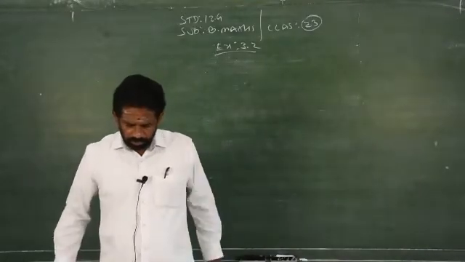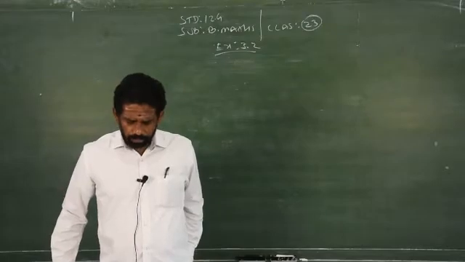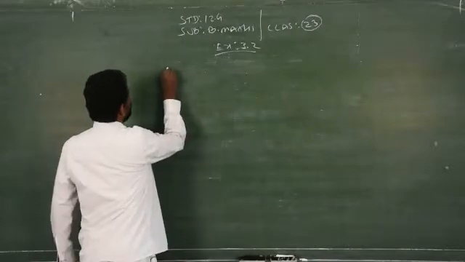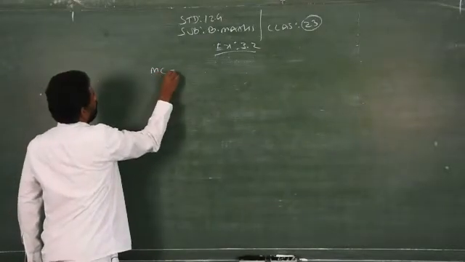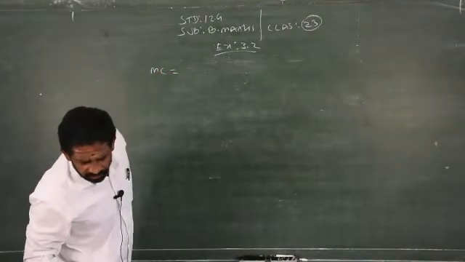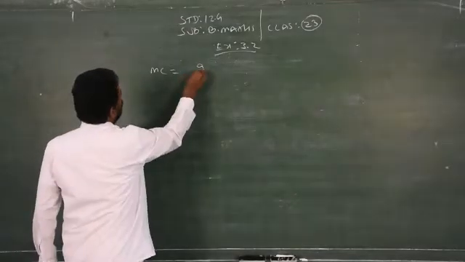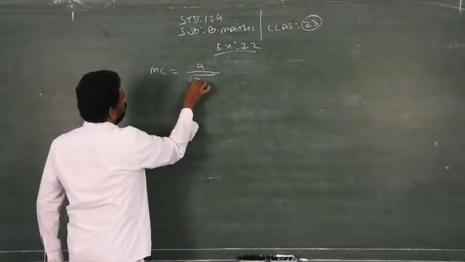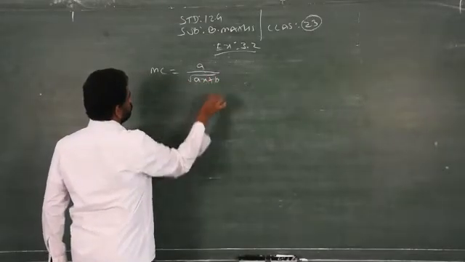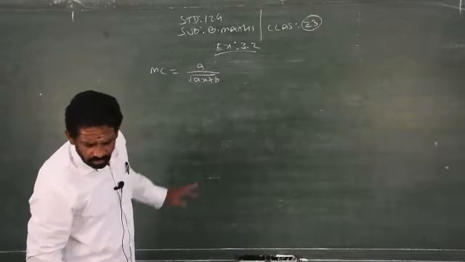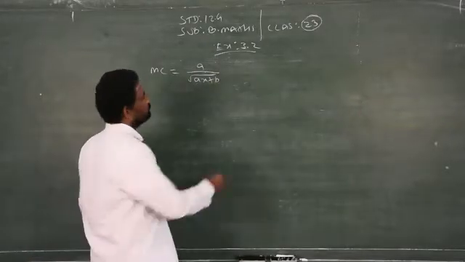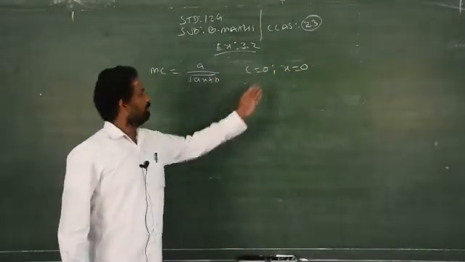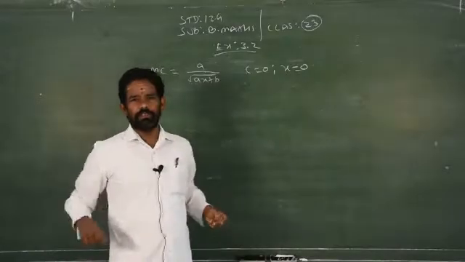So now sum number 8. If the marginal cost MC is given by A by square root of AX plus B, and if the total cost is 0, so when total cost is 0, x is also 0. When the cost is 0, the number of goods is also 0.